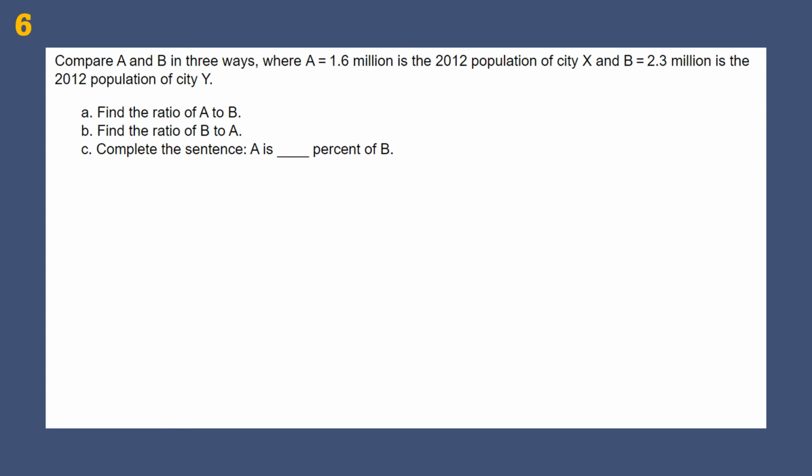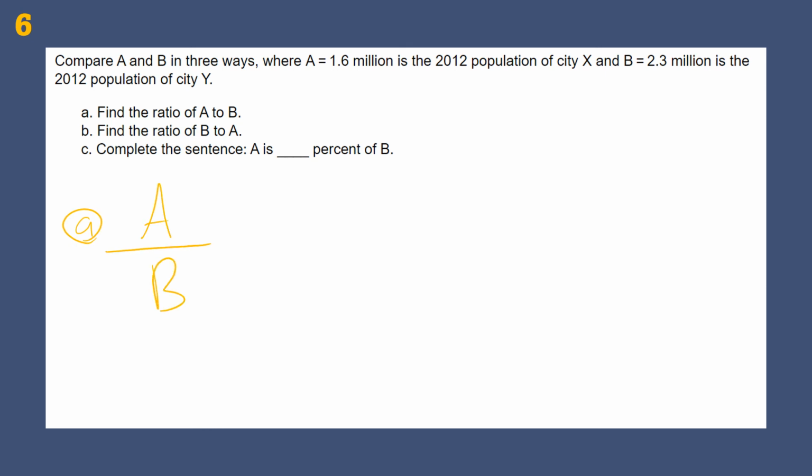Compare A and B in 3 ways, where A is 1.6. So we're writing ratios here, and it just tells us what to do, except when we're writing ratios, we generally write them as percents or fractions. There is that ratio where we have a colon, the 2 dots, like it looks like it's a time, right? But we're going to go ahead and write these ratios as fractions in this course. So when we say ratio of A to B, what we're saying is put A over B, okay?